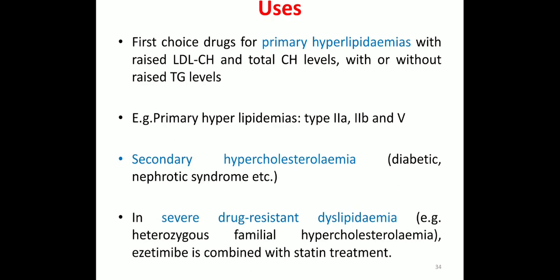Okay. Now uses. First choice drug for the primary hyperlipidemias with raised LDL and total cholesterol level with or without increased triglyceride level, which include primary hyperlipidemias in type 2A, 2B and 5. Secondary hypercholesterolemia in diabetic nephrotic syndrome, and in severe drug resistant dyslipidemia, which includes familial hypercholesterolemia, and in combination with ezetimibe, generally statin is used.